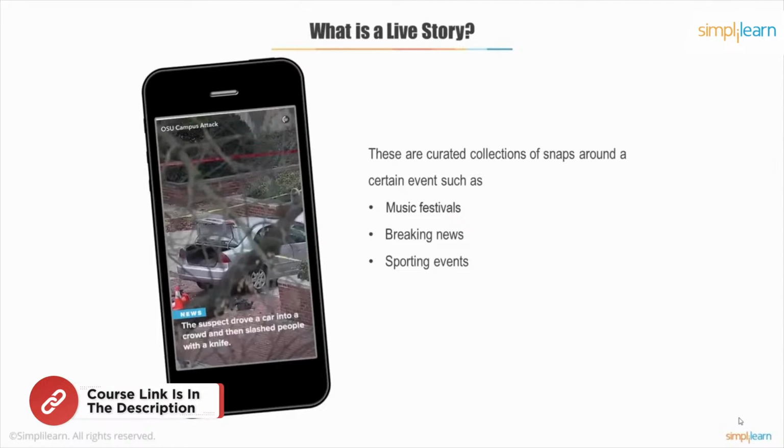Now, a live story, as you can see things passing by on the left, is a curated collection of snaps around a certain event. Maybe a music festival, maybe it's breaking news or a sporting event, basically whatever Snapchat chooses. Now, these stories are curated by Snapchat editors that go out and look at the different pictures, videos, uploads that Snapchat users are posting into their feed or sending in to a news feed. And they're gathering them together.